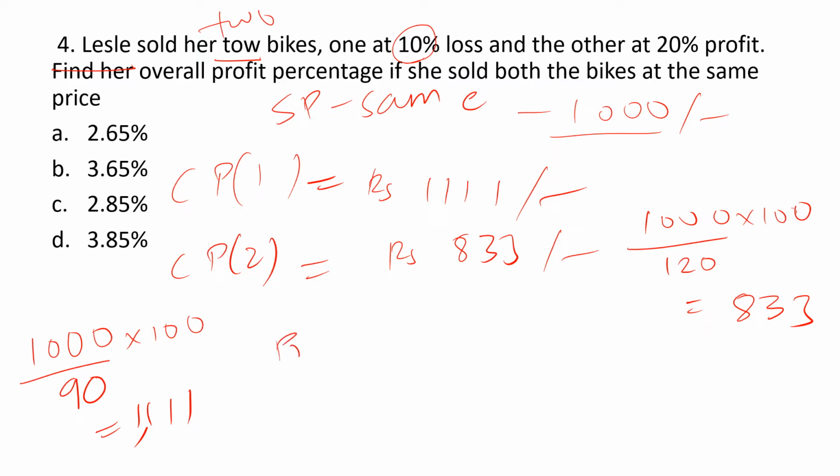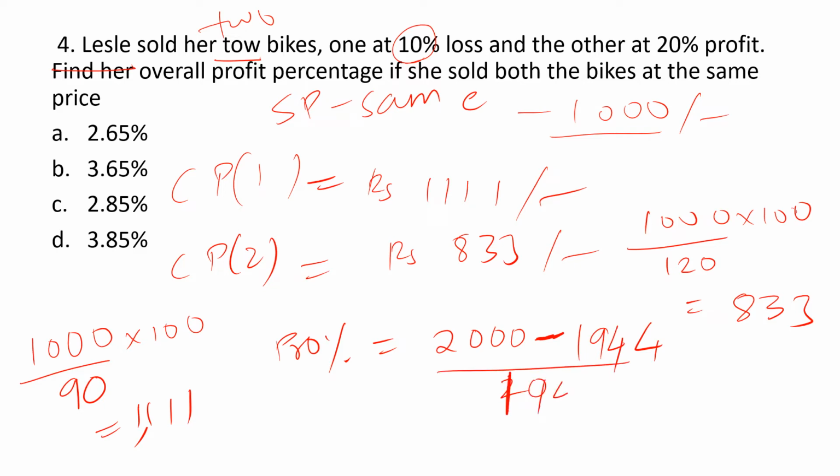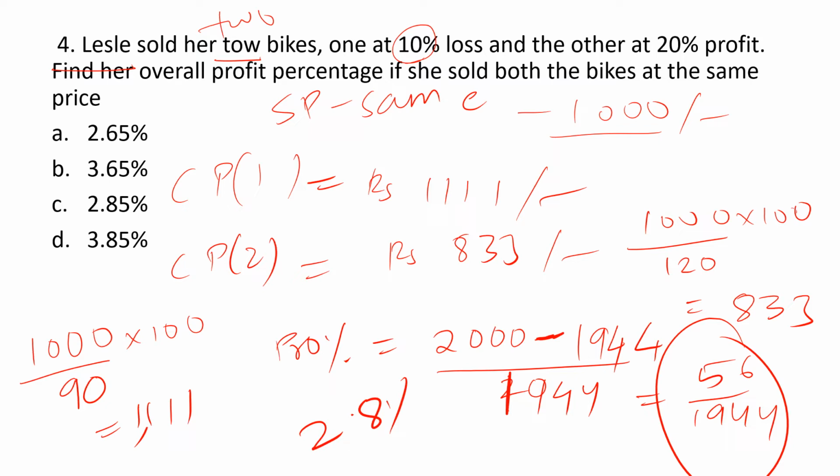Profit percentage is equal to SP minus CP. SP is 1000 each, so 2000, minus the CP of both bikes, 1111 plus 833, which is 1944, divided by the CP 1944. That is 56 by 1944. So what does it give? It gives somewhere around 2.8 percent.